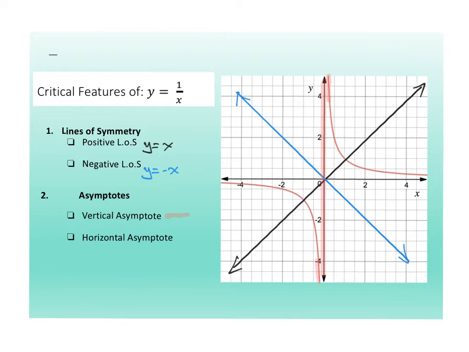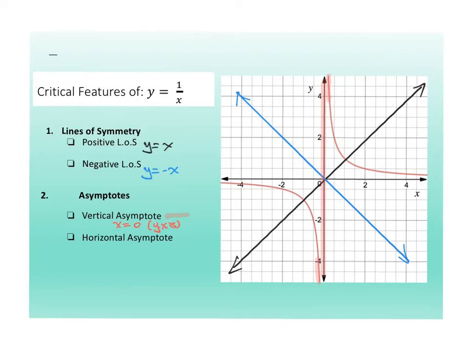This bit of the parabola gets very close to the asymptote, but does not touch it. And the equation of the asymptote is actually x equals 0, or the y-axis.